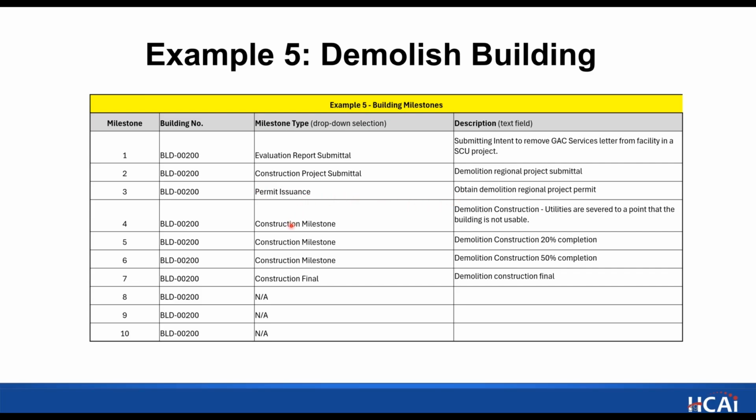And then construction milestone for disconnecting the utilities so that the building is no longer usable. This is a special milestone for if you are demoing a building. So we'd like to know what date you're anticipating the utilities will be severed so the building is no longer usable. So please include that if you're going to be demoing a building. And then these other three are more familiar, the 20% completion of the construction project, 50% completion of the construction project, and the final for when the demolition is complete.